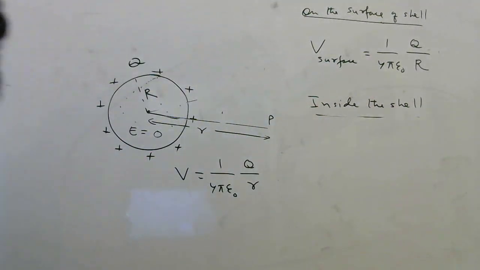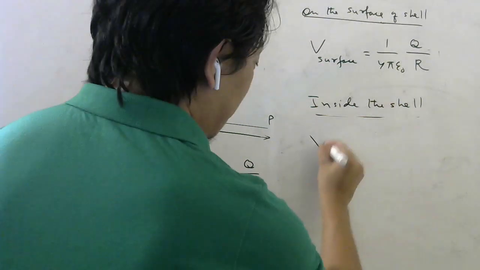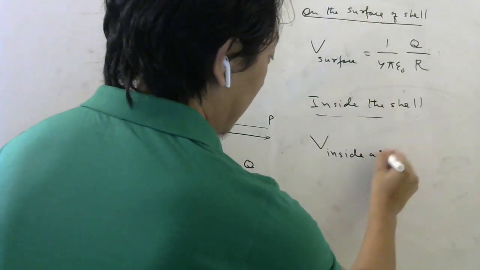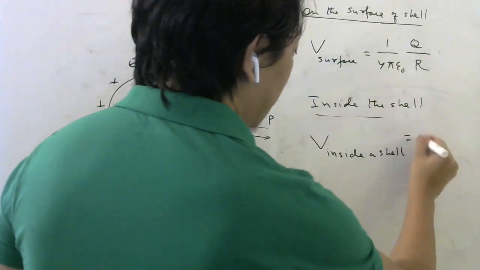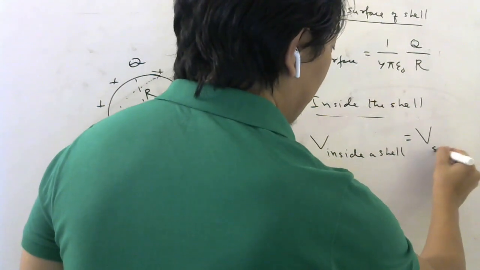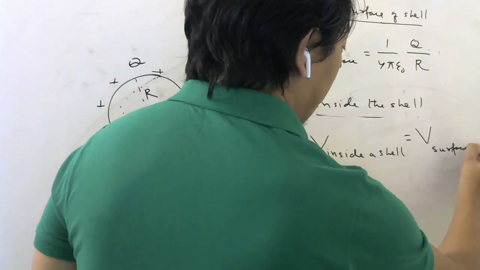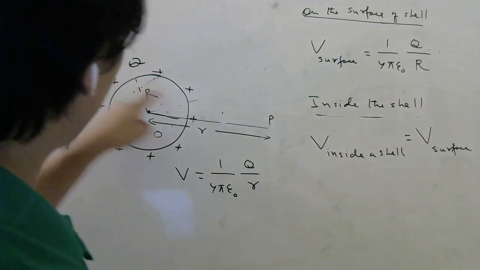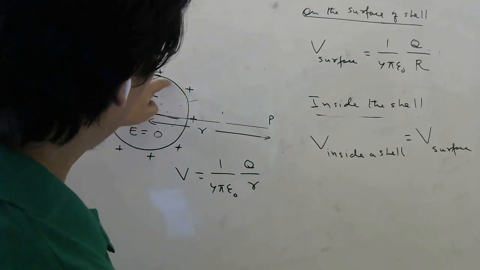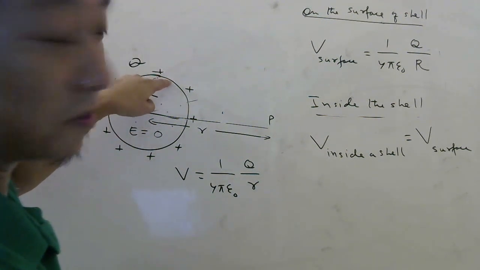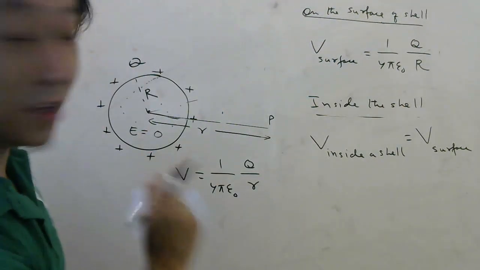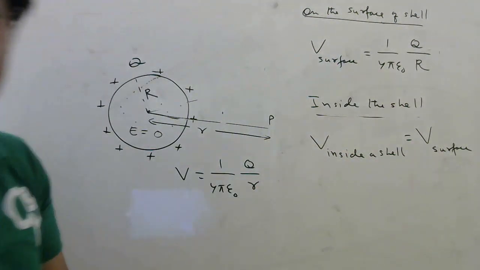Very, very interesting result. Potential inside a shell will be constant and it will be same as on the surface, right? Because potential everywhere should be constant. So here, till here it should be constant, but potential on the surface is this. Yes or no, students? So please remember this very interesting result.